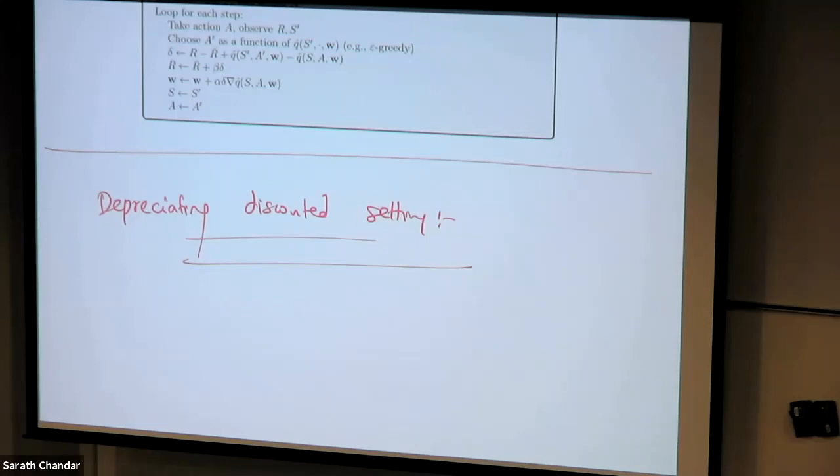Now, how would you estimate the value of the state? There is an infinite sequence of rewards, and in every time step, it is the same state. So how would you estimate the value of the state? Simple question.